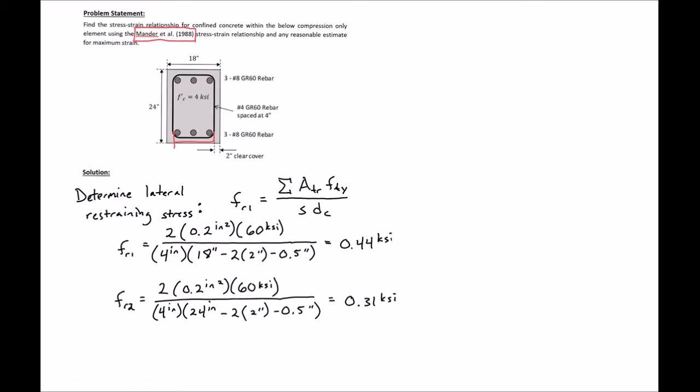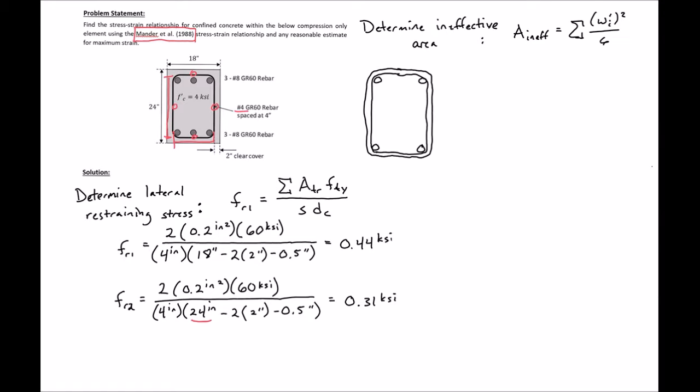We can do the same thing then for f_R2, which in this case is on our 24-inch side. So we'll use our d_c value as the center to center on the 24-inch side. You can see that's the only real difference between the two, since we have our number 4 bars on all 4 faces of our section. So the next step will be to determine the ineffective area.